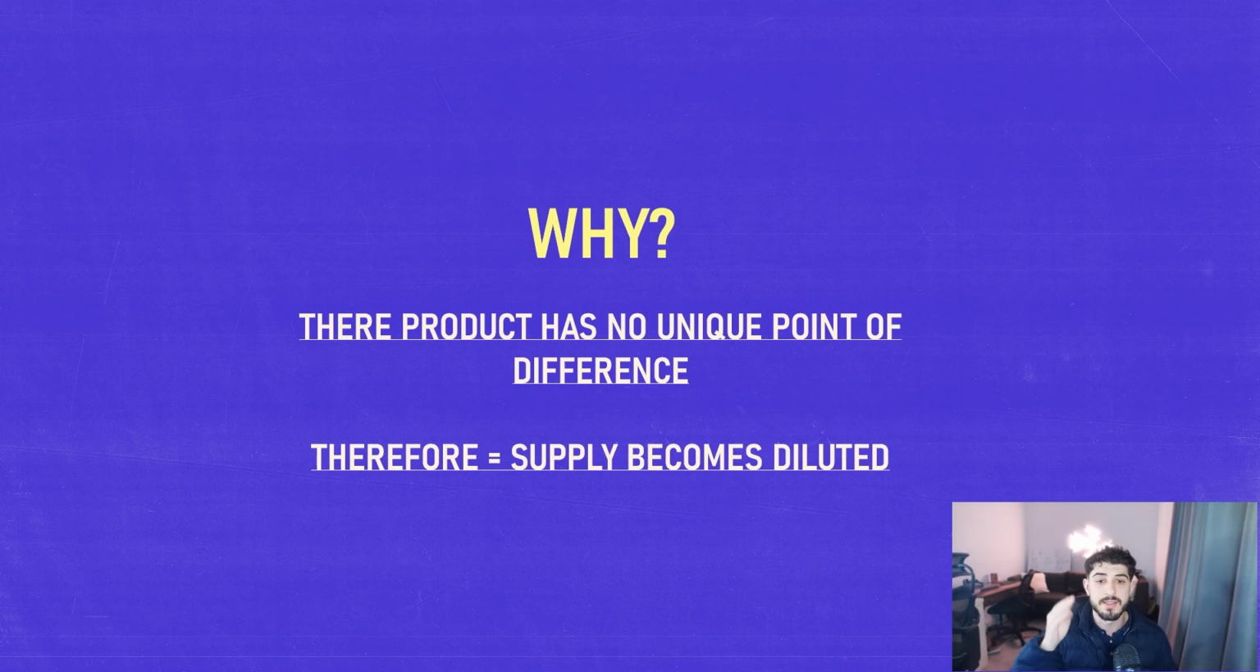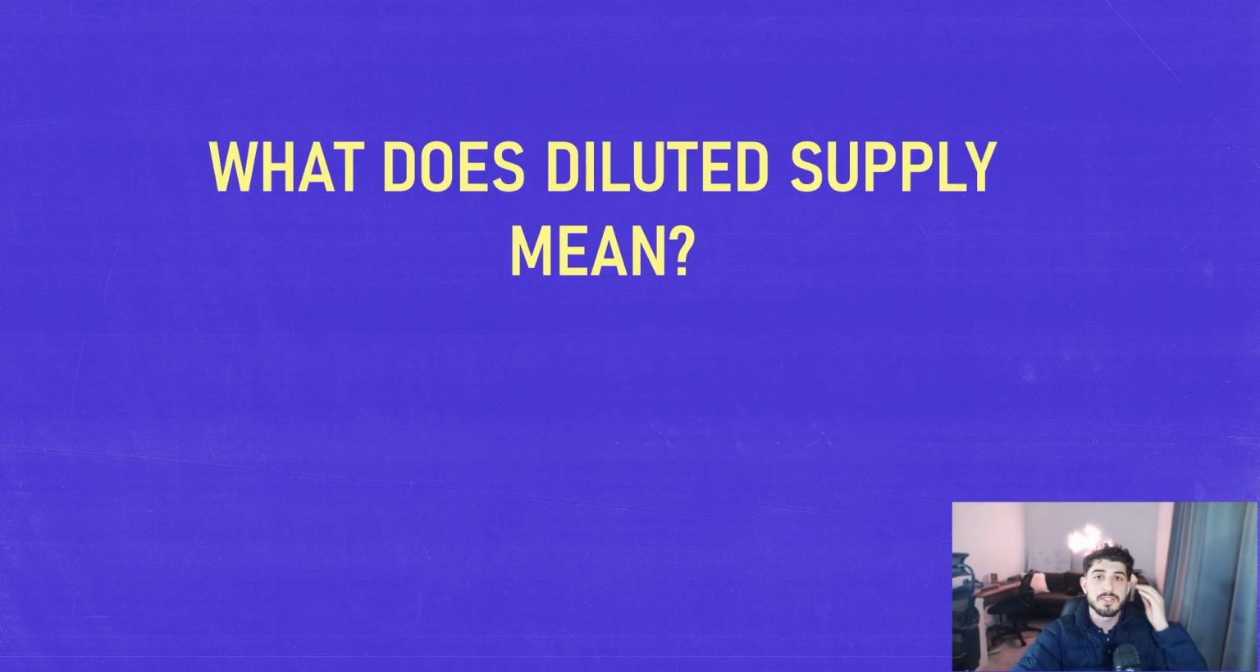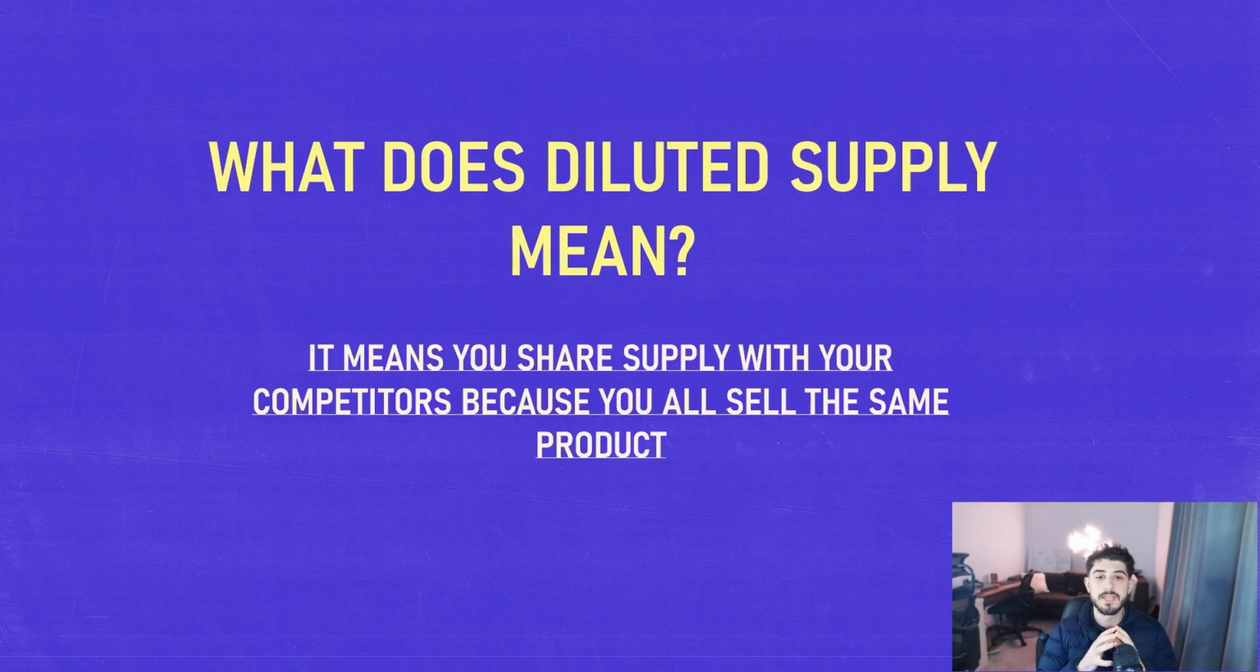Why can't you do this strategy with those sort of products? We just mentioned it. Their products have no unique point of difference. They're the same. Therefore, the supply of those products becomes diluted. This is kind of like a stock market term, but it applies here as well because it's in the field of economics. So what does a diluted supply mean? It means you share supply with your competitors because you all sell the same thing.